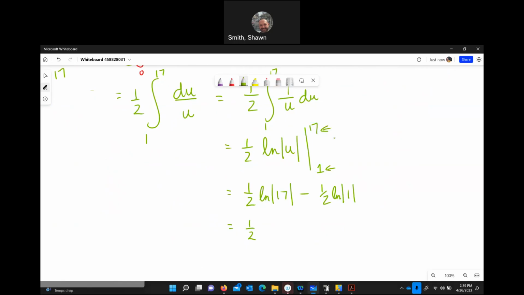Because let's just say we did natural log of u, but evaluated at the old x values. The x values were from 0 to 4. But now I have to change this. This is x. I need to change that to 1/2 natural log of u, which was x squared plus 1, evaluated at 4 and 0. So you're still going to get the same answer: 1/2 natural log of 17 minus 1/2 natural log of 1.